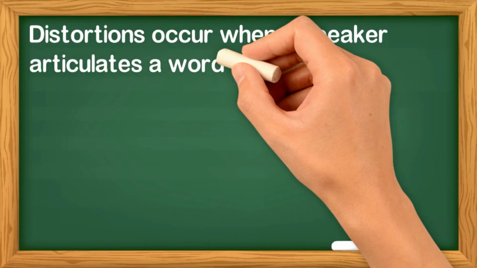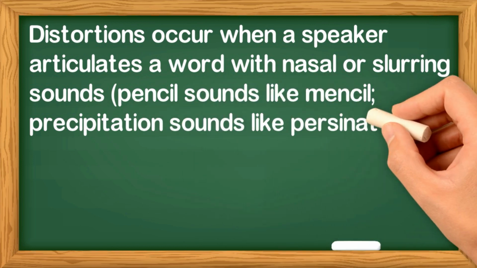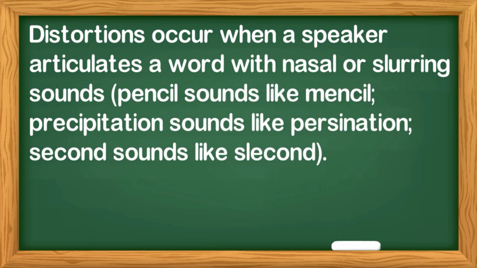Distortions occur when a speaker articulates a word with nasal or slurring sounds. For example, pencil sounds like mensil. Precipitation sounds like personation. Second sounds like secund.